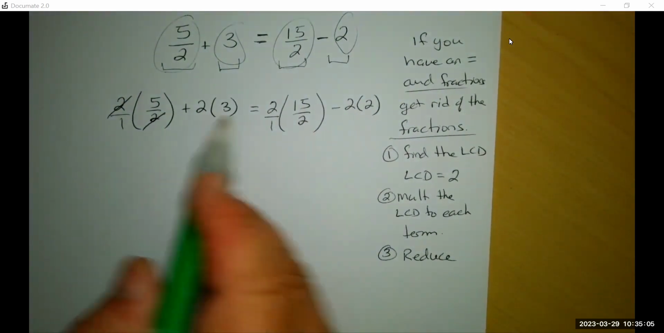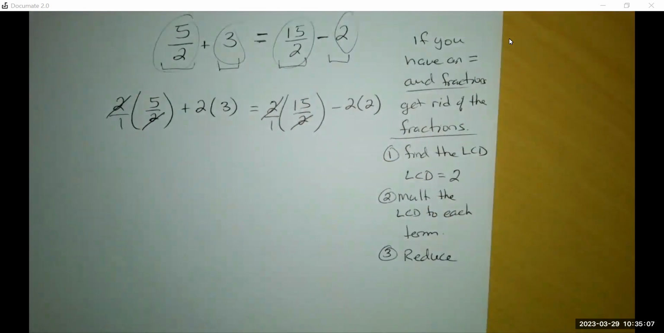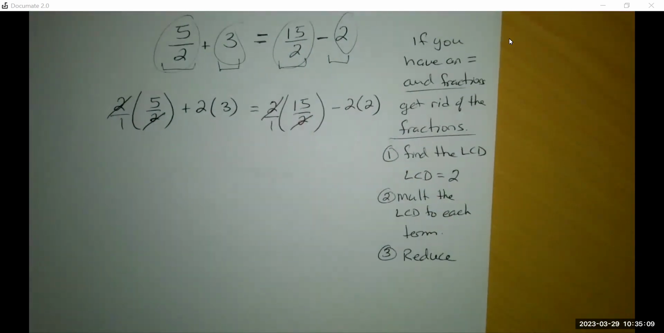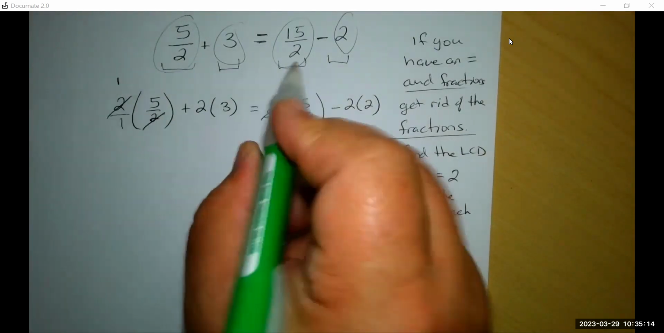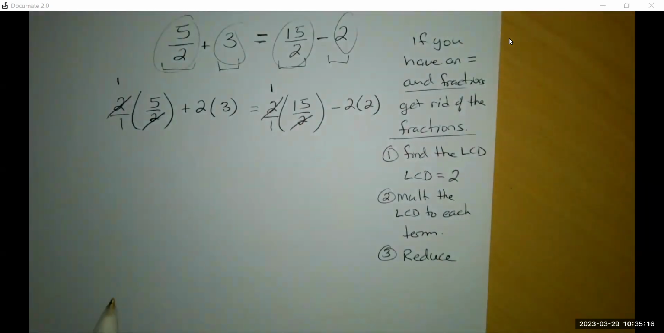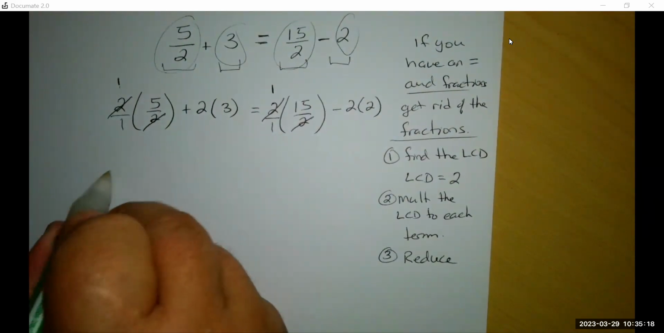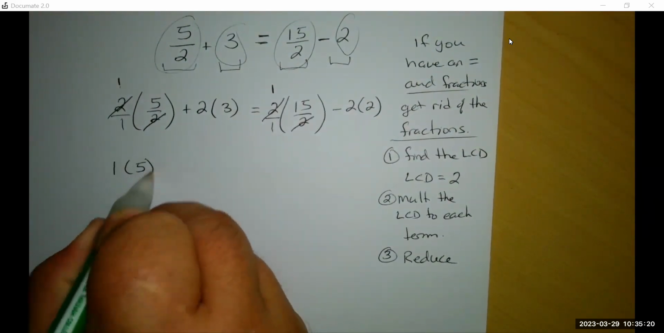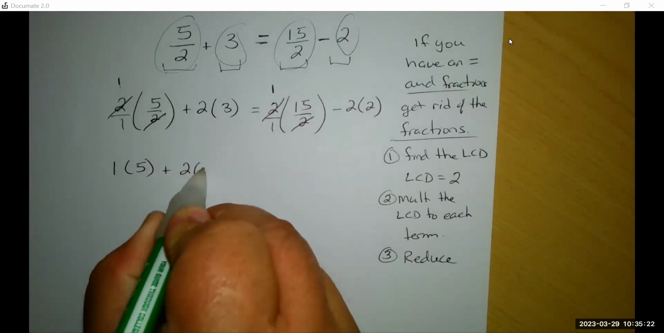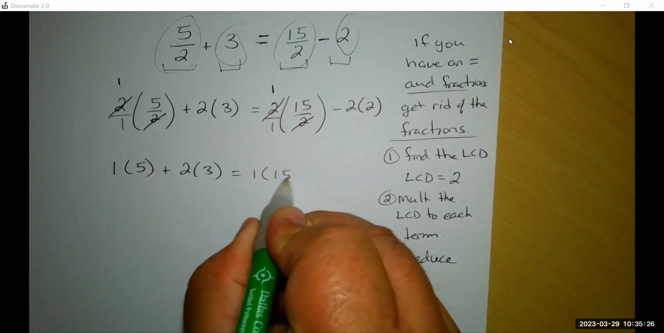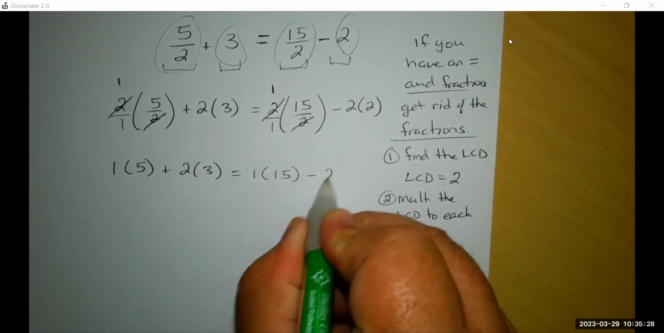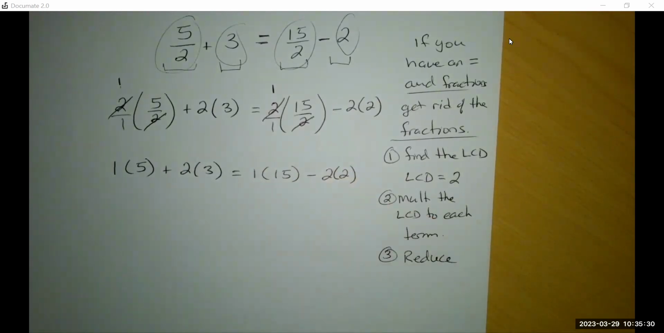There's no denominator there. Same thing with the other one. The 2's will cancel. So there's a 1 there. 2 goes into 2 1 time. So we have 1 times 5, 2 times 3, 1 times 15, minus 2 times 2.